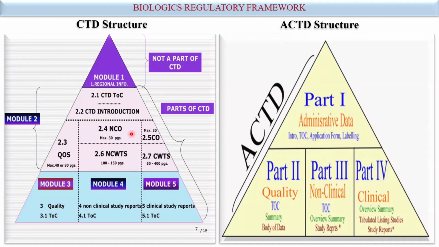This is older than the CTD. They have part 1, part 2, part 3, part 4, so one module less compared to the CTD. What is missing is module 2, which provides the separate overview; that is not provided here. Module 1 versus part 1 remains the same. Module 1 is registration and regional information. Here, part 1 is administrative data, which covers the introduction, table of contents, application forms, and labeling. The same content will be in module 1. That is what is called the non-technical part, not a part of the common technical document. It will vary from country to country.